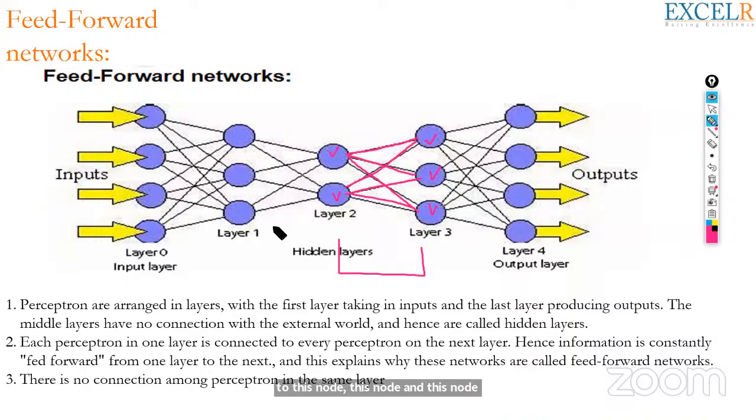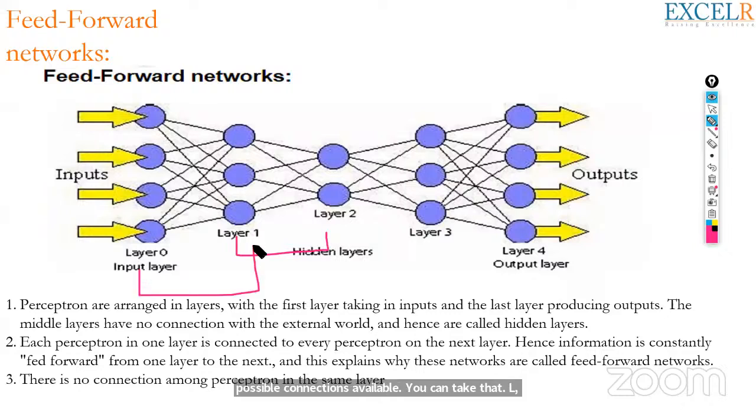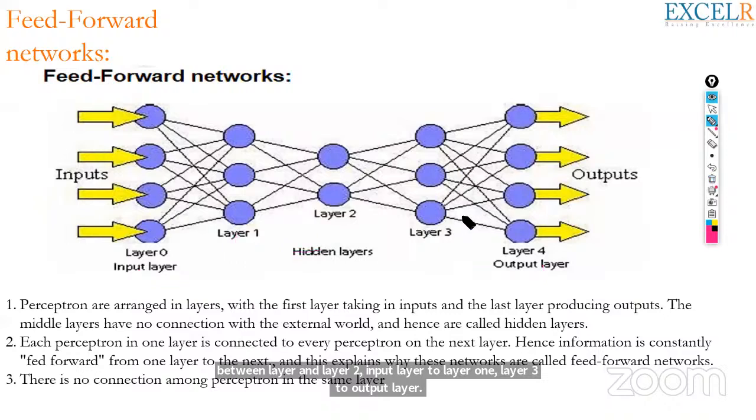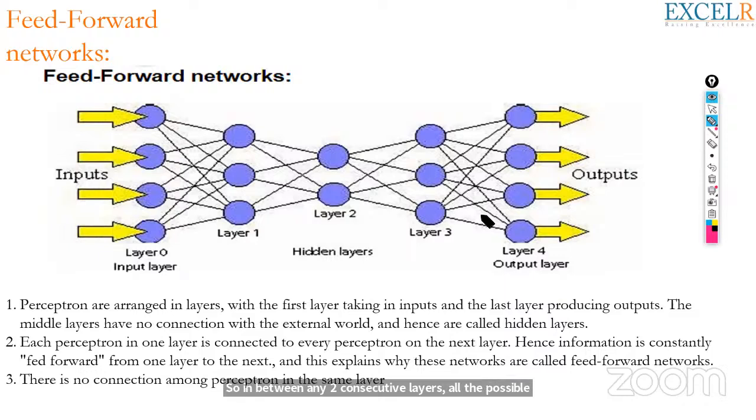That means in between any two layers, we have all the possible connections available. You can take the layers between layer 1 and layer 2, input layer to layer 1, or layer 3 to output layer. So in between any two consecutive layers, all the possible connections are present. If that is the case, this kind of neural network is called a dense neural network.